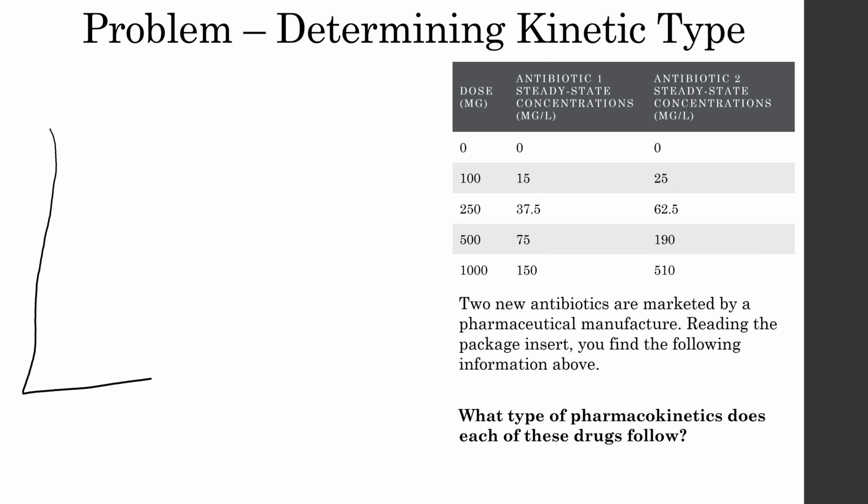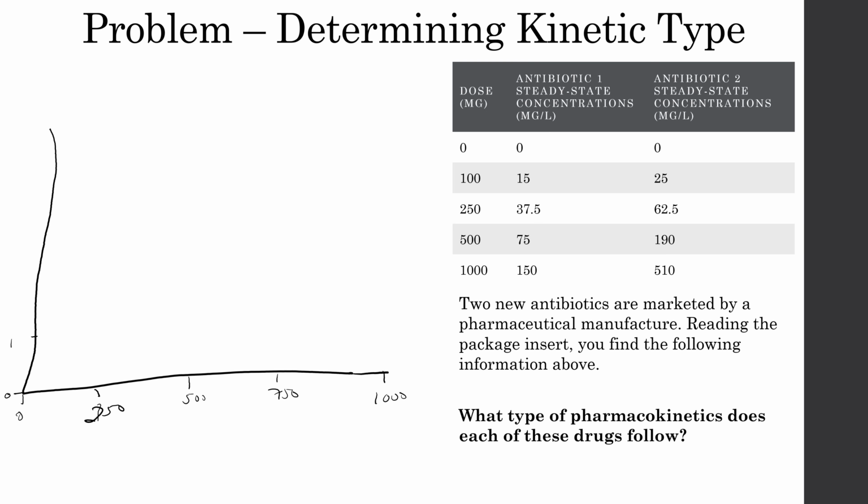So we'll make a graph, okay? And it looks like we have doses that run from 0 to 1,000. So let's call it 250, 500, 750, and 1,000. And then we have concentrations that run from, one's a little bit lower on antibiotic 1 and one's a little bit higher on antibiotic 2, but we'll put them on the same graph, even though that's probably not the best thing to do. And we'll call it to about 500.